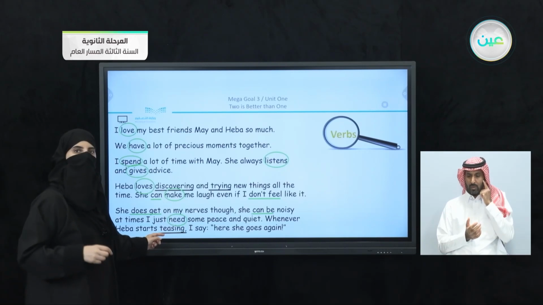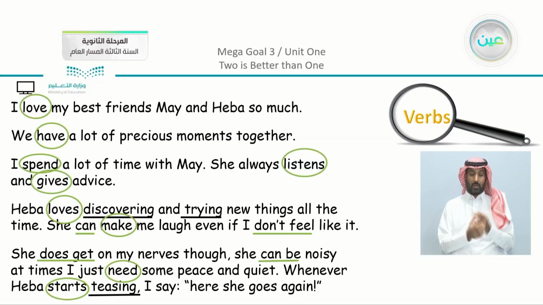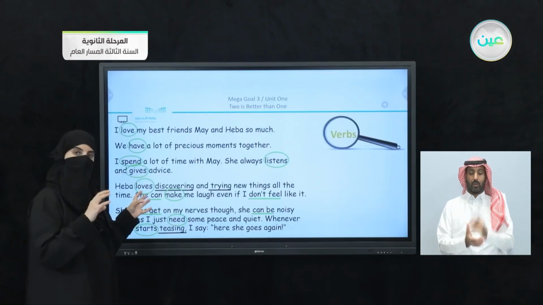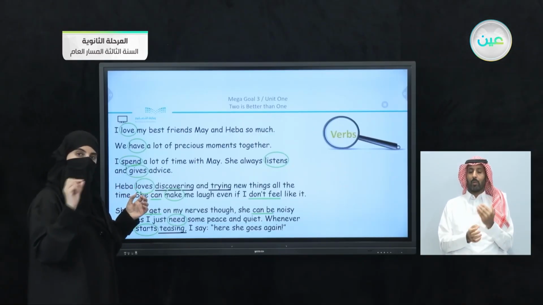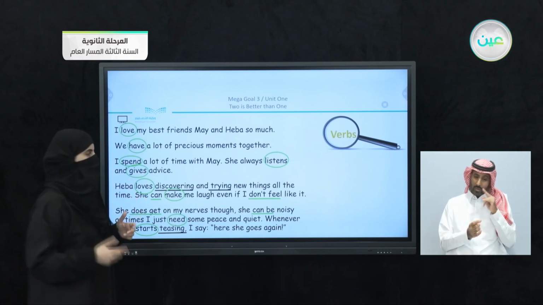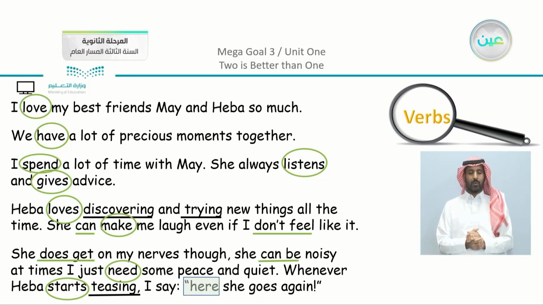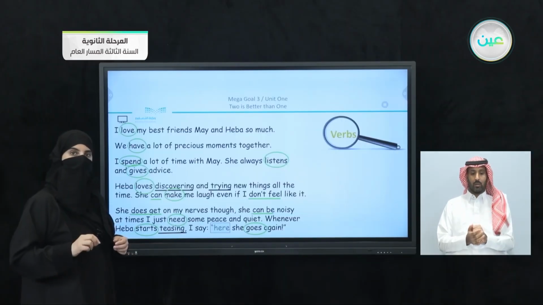Put these verbs in mind. And we have here also starts. Now all of these are verbs. We just underlined here and highlighted what are the verbs mentioned here, and I underlined what seems to be a verb here. Here you can say, I say here she goes again. So note that I have here she goes again.